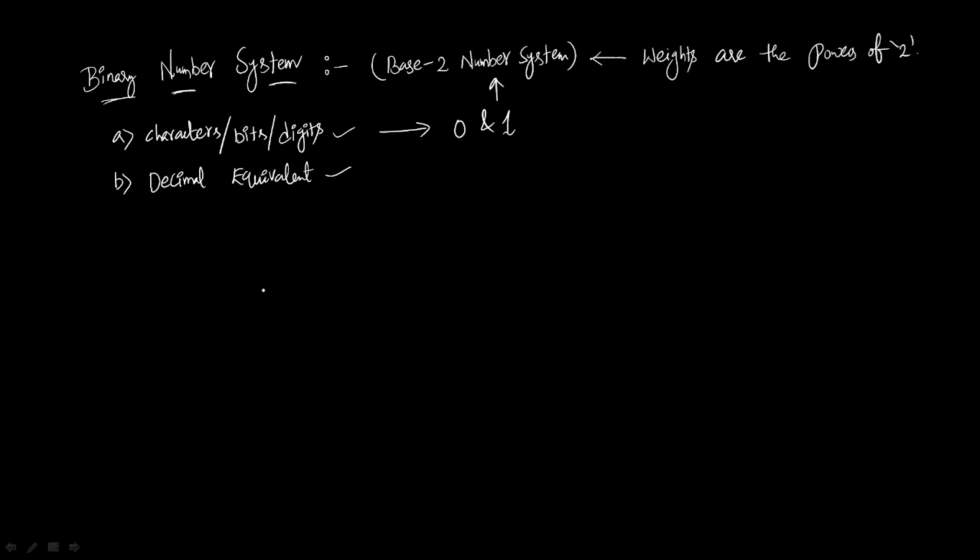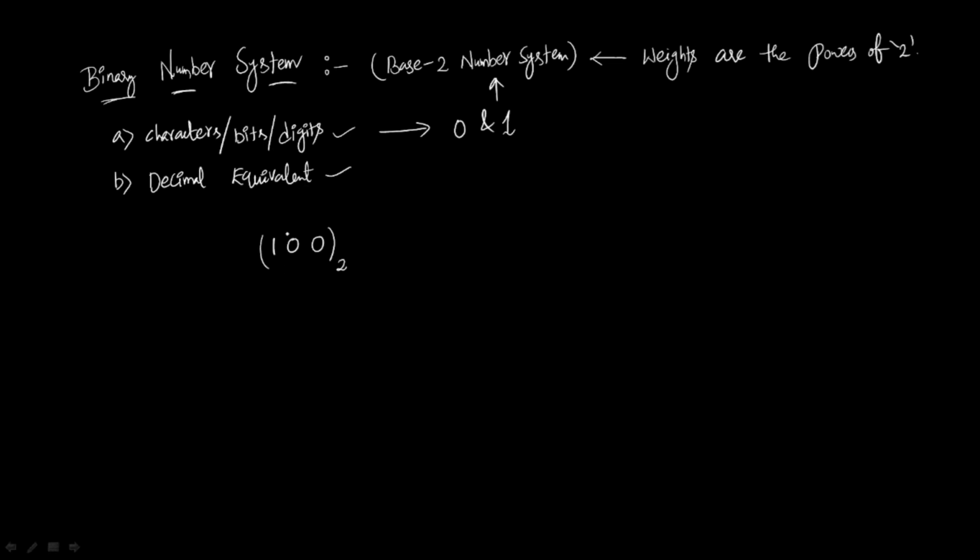Now let us see a number. For example, I have a binary number which is represented as 100. If you want to represent a number in a binary number system, you need to write the number and keep it in parentheses with a subscript 2. So if you write the subscript 2, it indicates that it is a binary number system or base 2 number system.